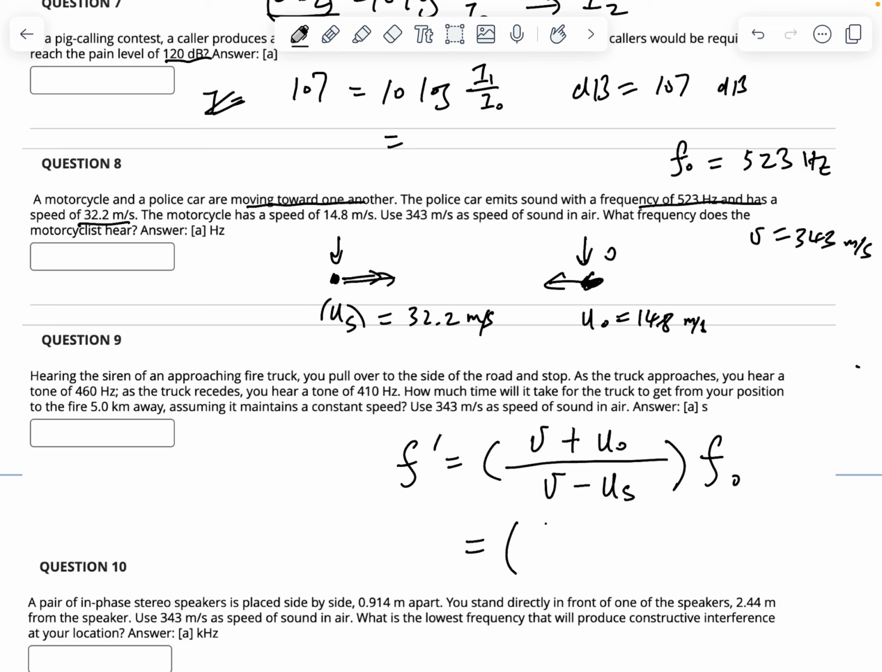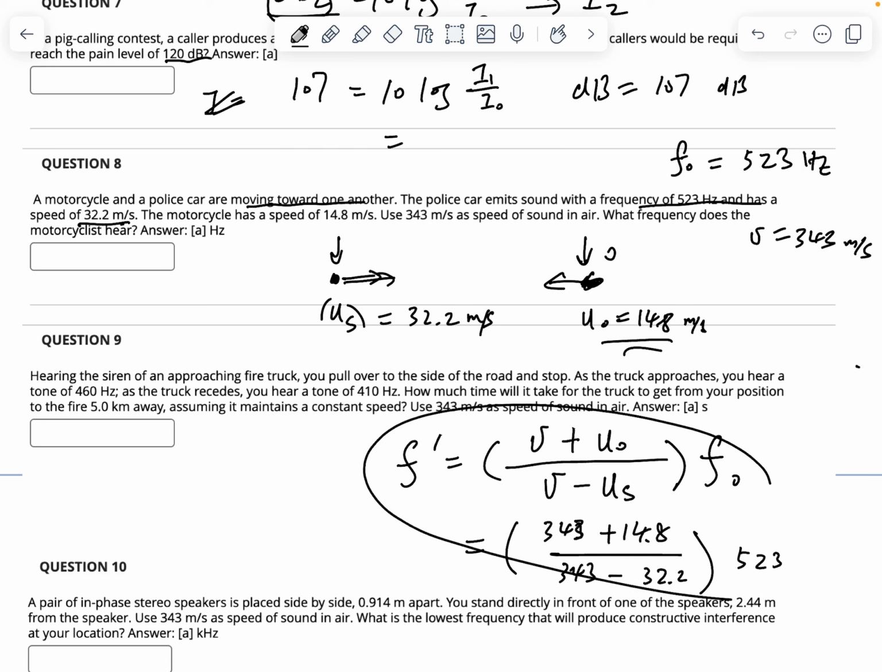So plug in: 343 plus UO equal to 14.8, over 343 minus US, 32.2, times F naught, the frequency 523. That's it. This is the solution.